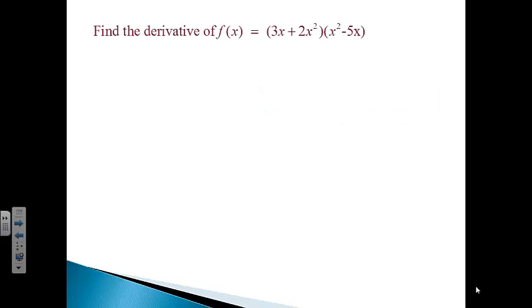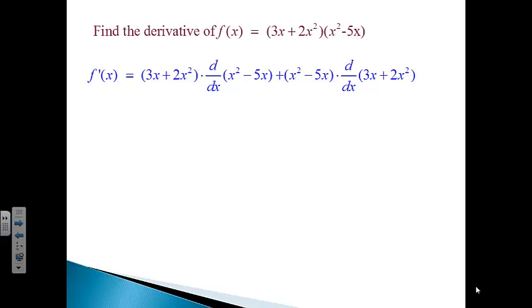Okay, I think I have one more example. 3x squared plus 3x plus 2x squared times x squared minus 5x. The first term times the derivative of the second plus the second term times the derivative of the first. And so there you can see the first term times the derivative of the second plus the second term times the derivative of the first.